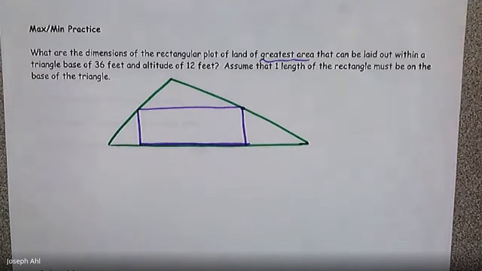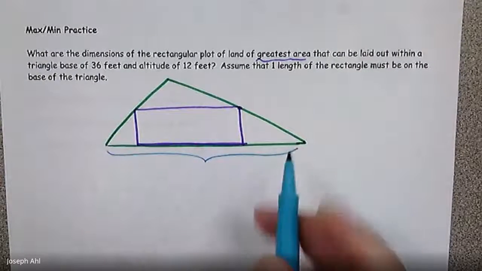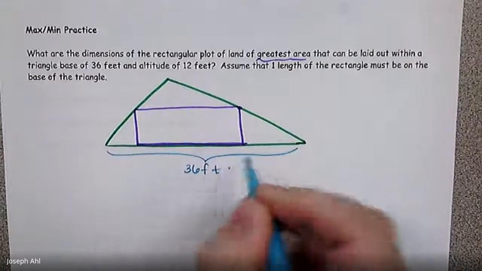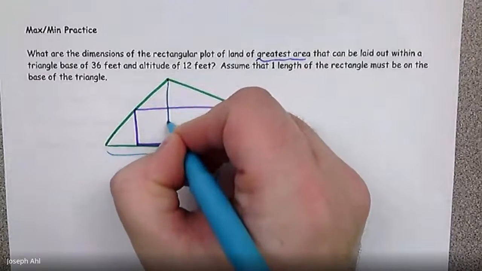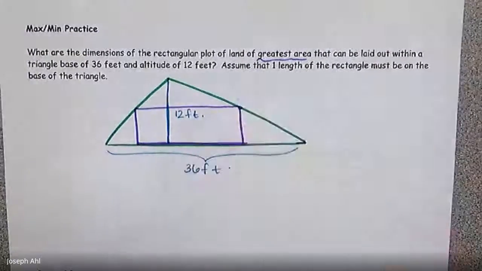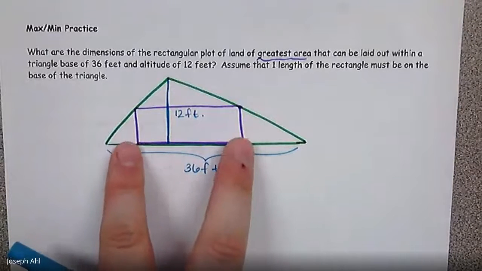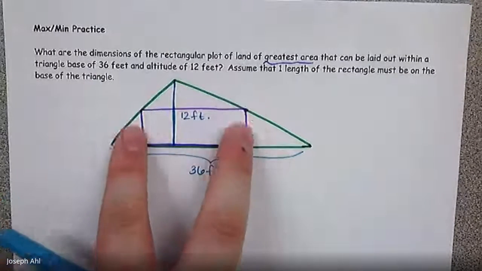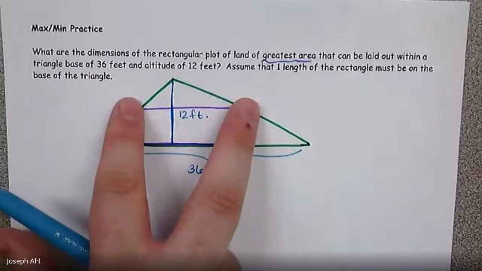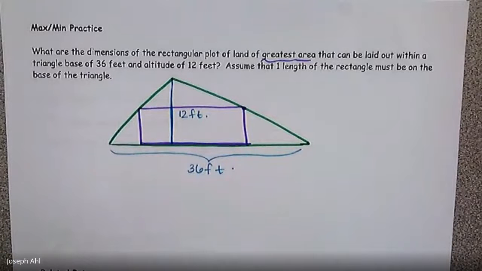You can see in the scenario that the base length of the triangle I've drawn is 36 feet, and the altitude in total, at this length right here, is 12 feet. We know that one length of the rectangle must be on the base of the triangle, so there's my length. Then when I draw these width parts up, those heights, wherever that hits the other legs of the triangle, that's the rectangle that is inscribed within this triangle.